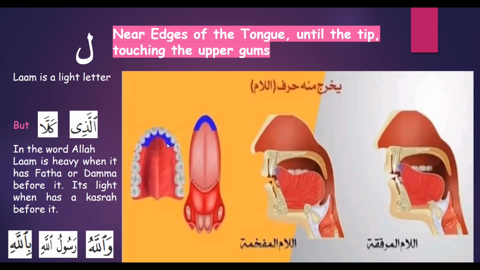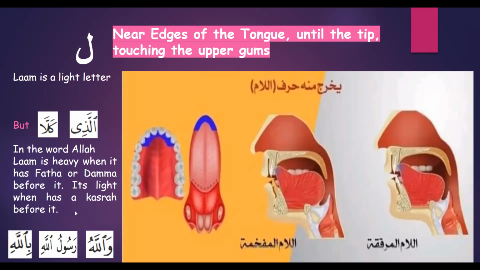Lam is a light letter. It also can take tafkhim. When do we have it? The lam is a light letter, but when you say alladhi, kalla, the pronunciation of the lam is light. The sound will be muraqqaq. However, there is an exception. In the word Allah subhanahu wa ta'ala, the lam is heavy when it has a fatha or a dhamma before it. It's light when the lam has a kasra before it.